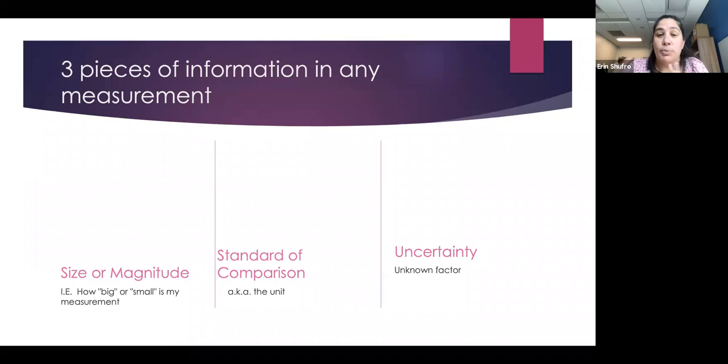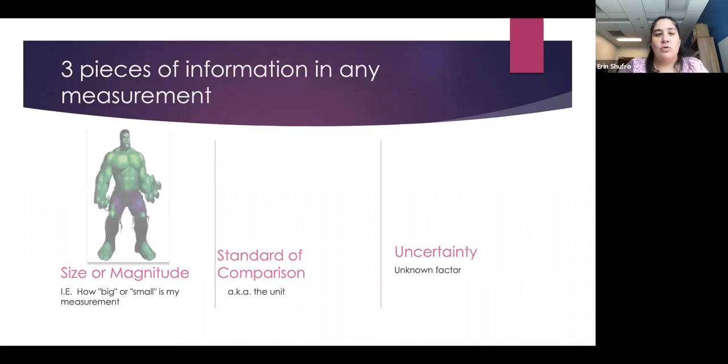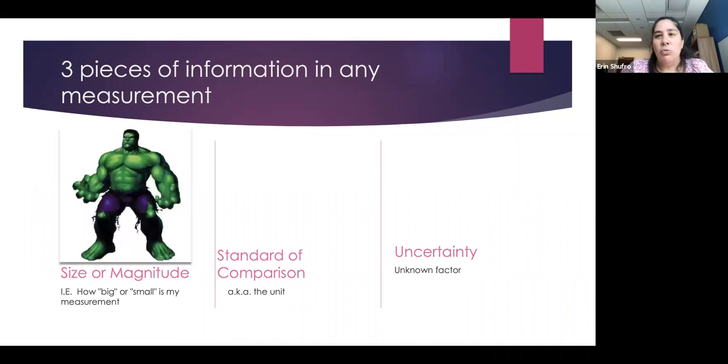So the first important piece of information is the size or magnitude, right? I.e. how big or small is your measurement, right? You can get an idea of size just from the number value itself, right? Obviously, if you have a number value of 0.0051, right, that's a lot smaller than a number value of 145,000, right? So again, you can get an idea of the size or magnitude of your measurement just by looking at the number.